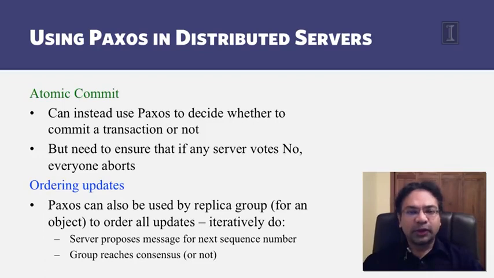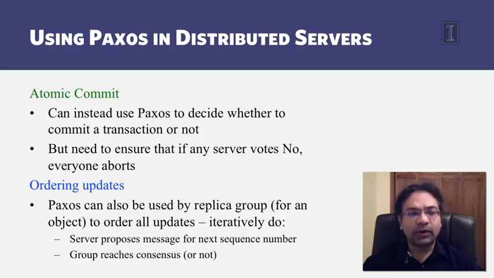So a two-phase commit is used at the commit point in distributed servers. Another alternative to two-phase commit, of course, is a consensus solution such as Paxos. Paxos is also being increasingly used nowadays to decide whether to commit a transaction or not. But if you use Paxos, you need to make sure that if any server votes no, then everyone will abort. That's the only catch in using Paxos.